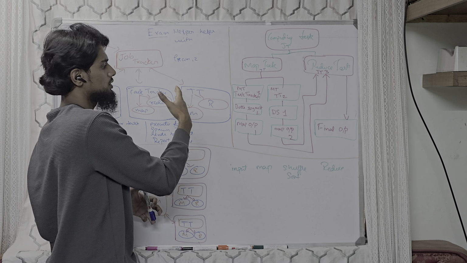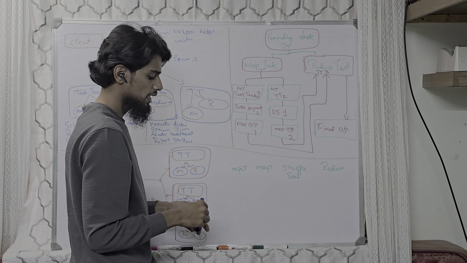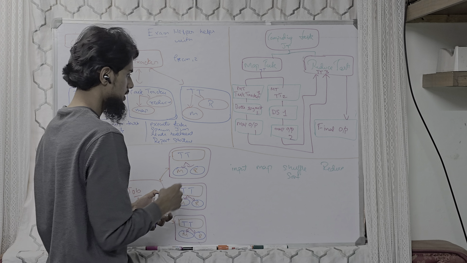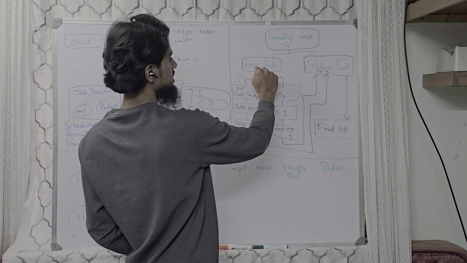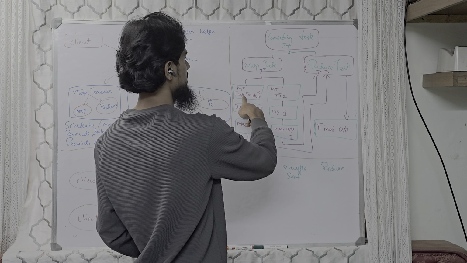Before reducing, the shuffling and sort will happen. I'll explain that thoroughly when we come to this part. 1, 2, 3, 4, like that. We understood, right? So now what's happening? The job was given to the map task. So now what is happening?